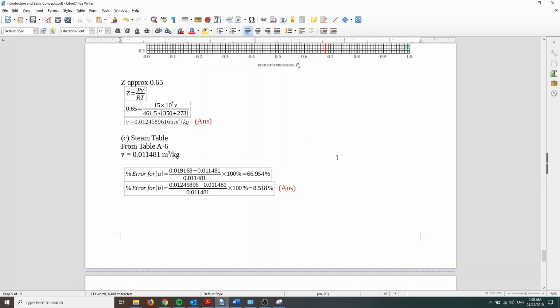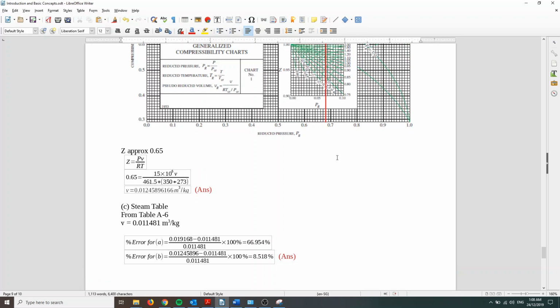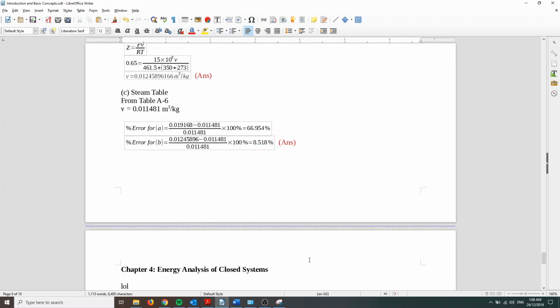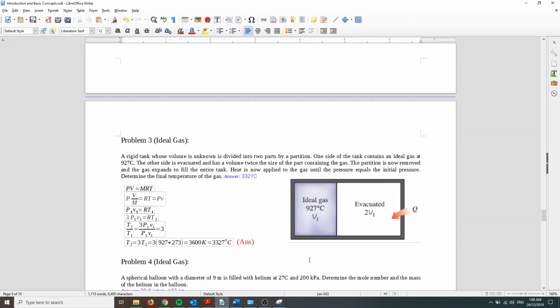This means that because the temperature is relatively low, remember it's only 350 degrees Celsius, and the pressure is also very high at 15 megapascal, the percentage error is a lot more. When you use the compressibility factor, you can see it reduces the percentage error significantly from 66.9% to 8.5%. So that's how you do question 5. That's all for chapter 5.